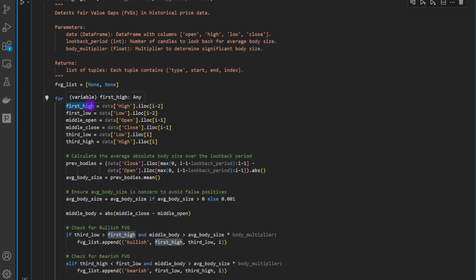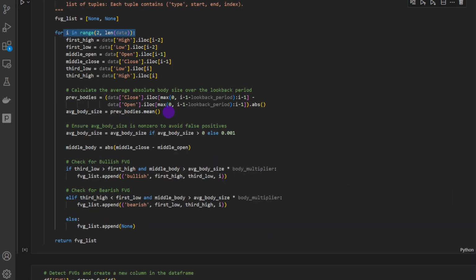And we're going to just extract the first high. So that's the high of the first candle in the pattern. This is why the index is i minus 2. Then i minus 2 again, so that's the first low. The middle open is the opening price of i minus 1. The middle close is the closing price of i minus 1. Then the third low and the third high are the low and the high of the current candle. So that's index i. Remember, the index is coming from the for loop, ranging from 2 up to the length of the data frame.